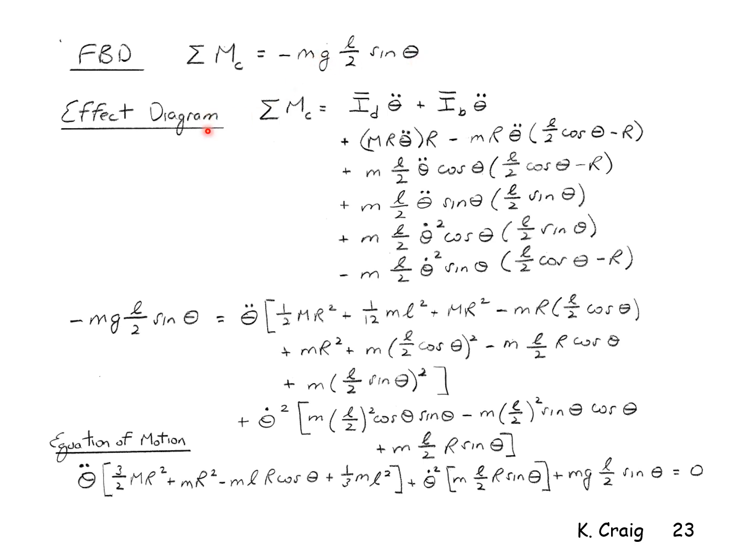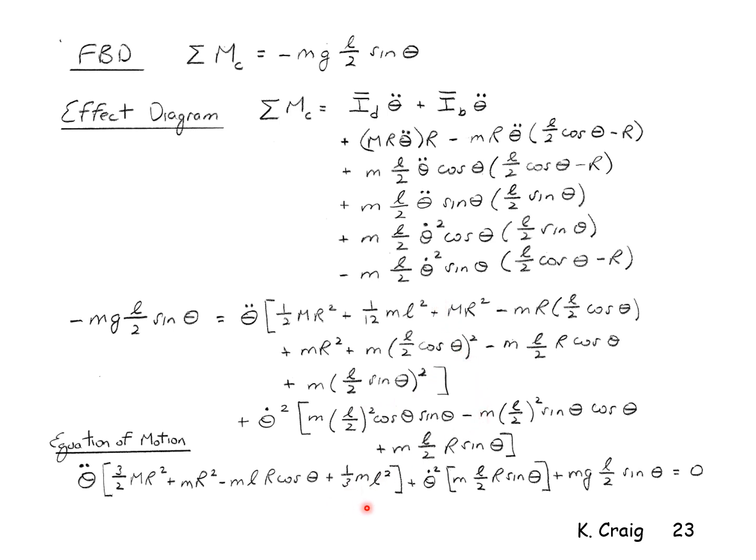I need to do the same thing on the effect diagram. If I take moments about point C, I have my two inertia torques, and then I have the moments of capital M r theta double dot, small m r theta double dot, and then the components of my tangential acceleration and centripetal acceleration. If I combine all these together and simplify, I get my equation of motion.